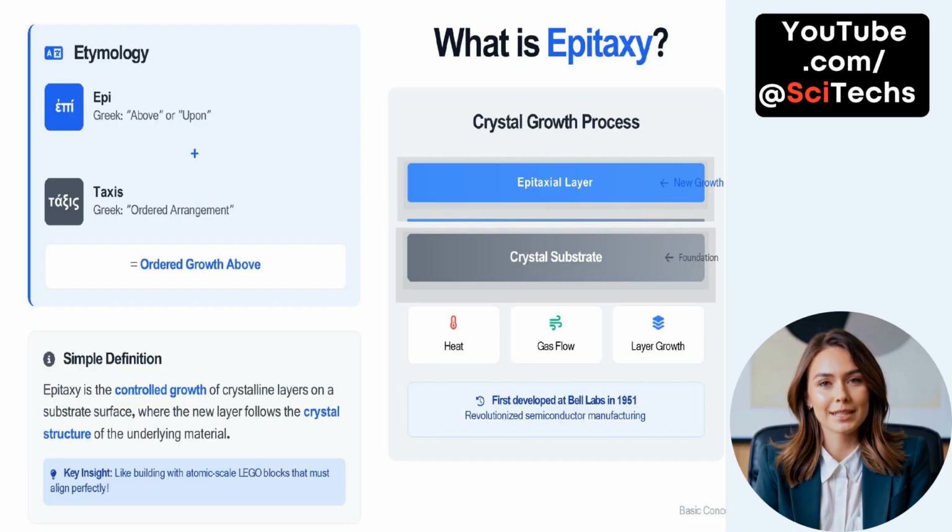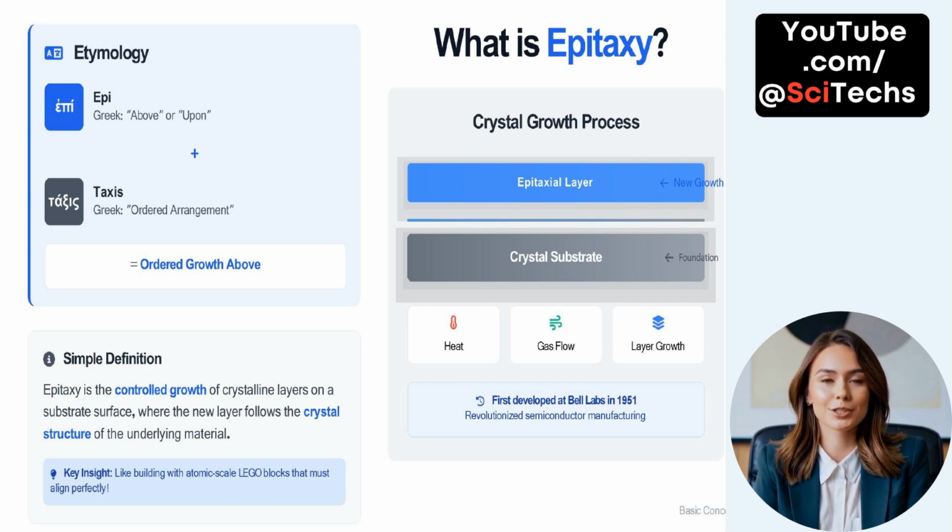What is epitaxy? Epitaxy is a term derived from Greek roots, epi, meaning upon, and taxis, meaning ordered arrangement. Combined, epitaxy refers to the ordered growth above, which captures the essence of this process, building a crystalline layer that mirrors the structure of the layer beneath it.